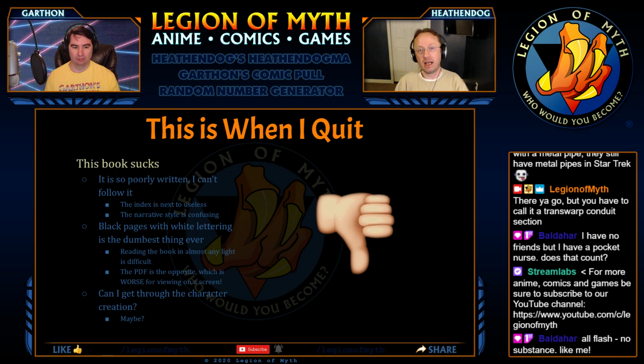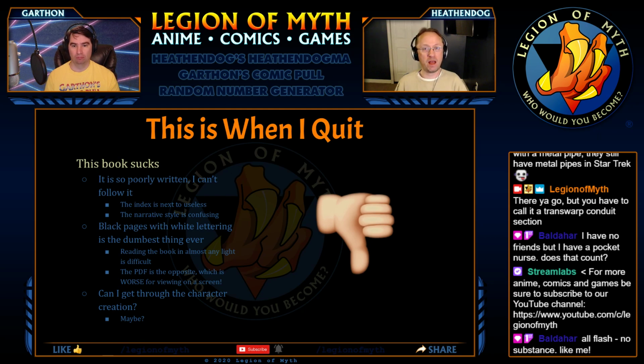Now, am I going to get through character generation? Seriously, I don't know. The book is so bad that I don't know. Maybe, because unlike the rest of the book, character generation is all together in the same section. Whereas combat and other stuff is in different parts of the book and the index doesn't help you navigate this. You basically have to remember where everything is. And since I haven't been playing this game for years, I don't know what's on all the pages.